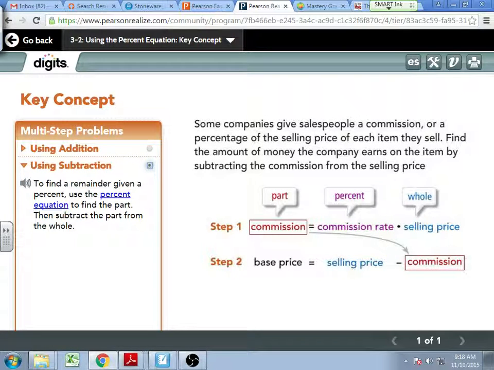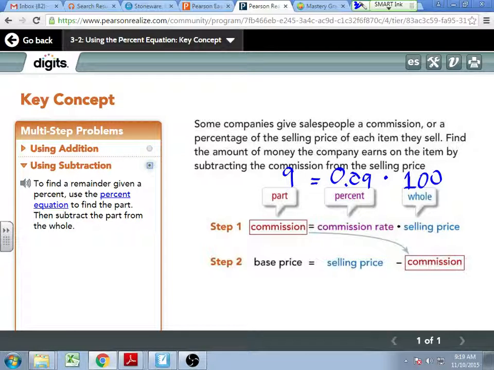When you talk about commission, when I worked at Macy's, I made commission on everything I sold. So your commission is a percent of what you sold. My commission, if I remember right, was 9% of whatever I sold. So that would be 0.09 times, let's say I sold a $100 bracelet. On a $100 bracelet, 9% of that is going to be $9.